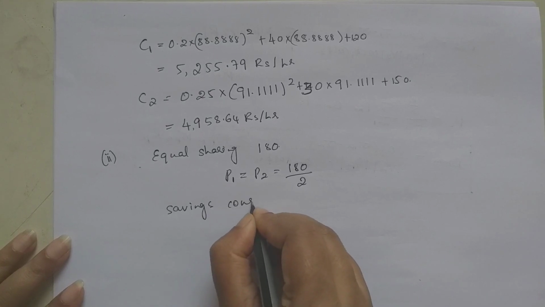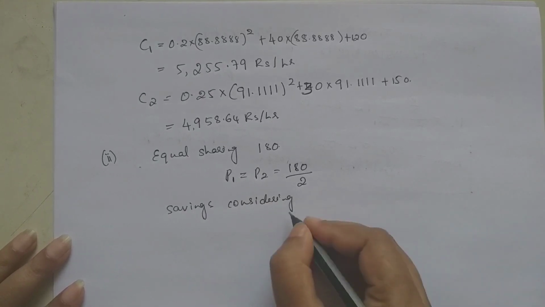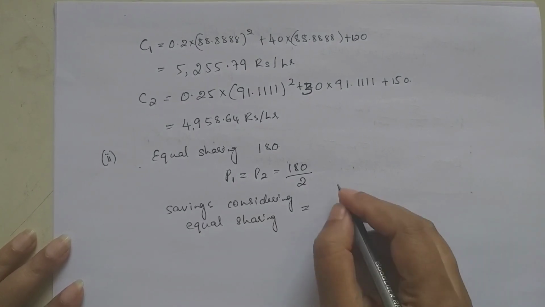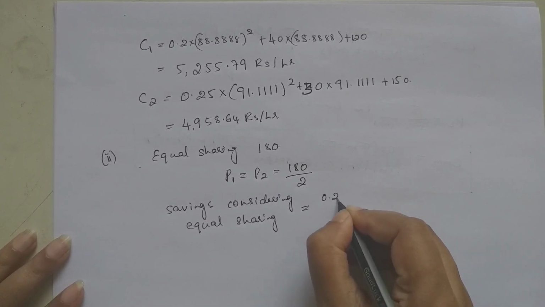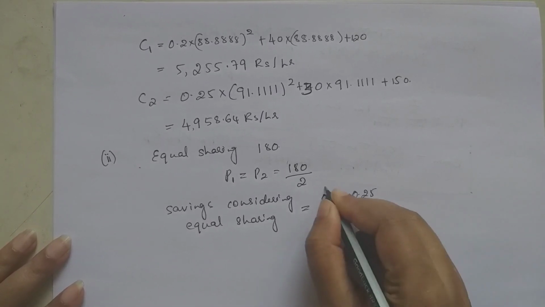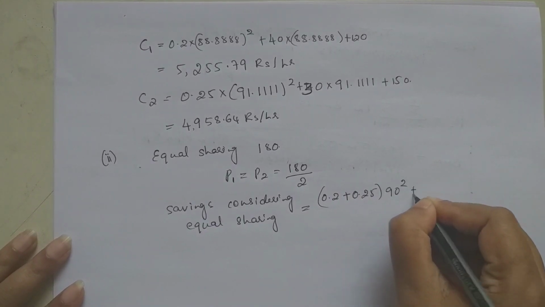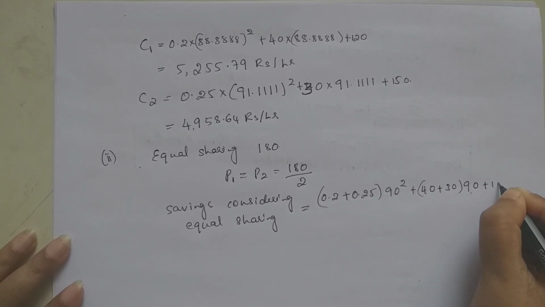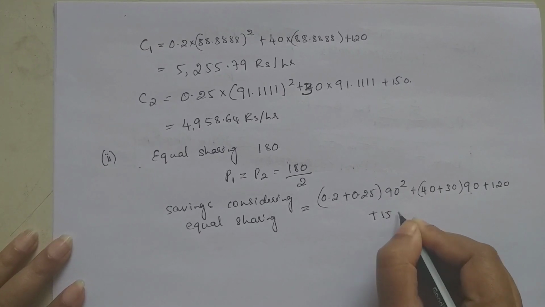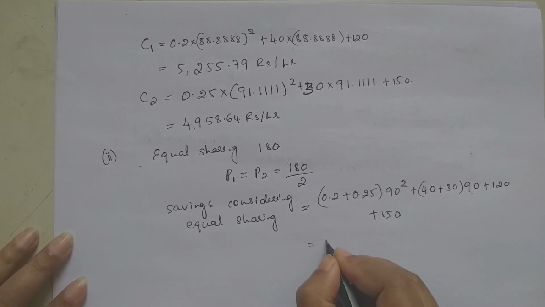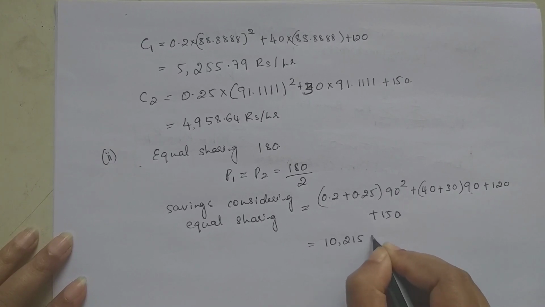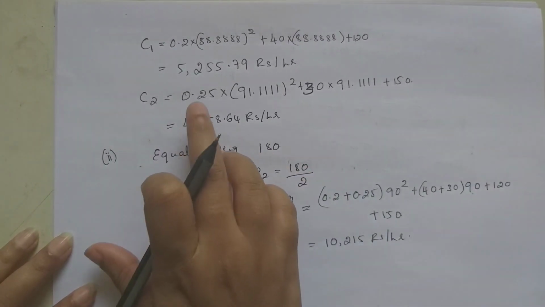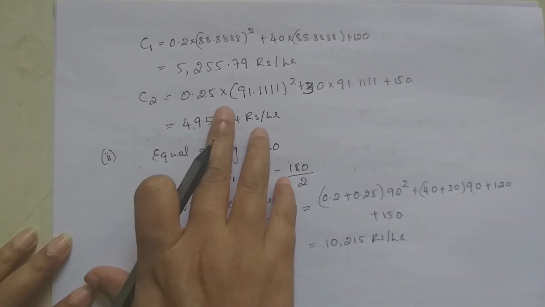So savings considering equal sharing, which is equal to 0.2 plus 0.25 into 90 square plus 40 plus 30 into 90 plus 120 plus 150. The total answer we get is 10,215 rupees per hour.